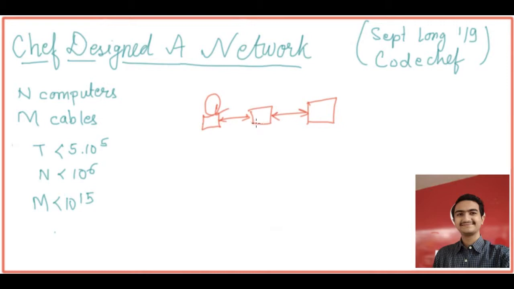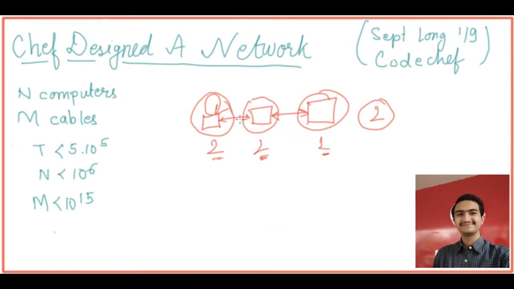Suppose in this system, with each computer there are two cables connected. In this there are two cables connected. In this there is only one cable connected, and again in this two cables are connected. So the data consumption factor of this system will be 2. That is the maximum of cables connected to any of the systems, and any interconnection is counted as only one, right? So this was the question.